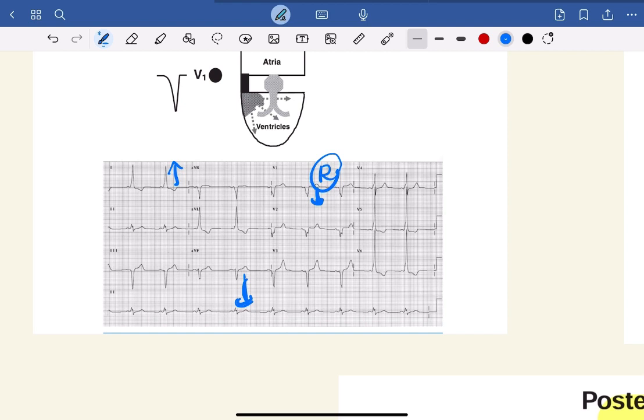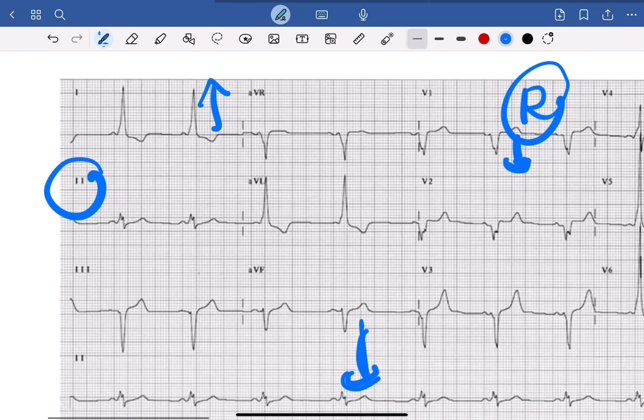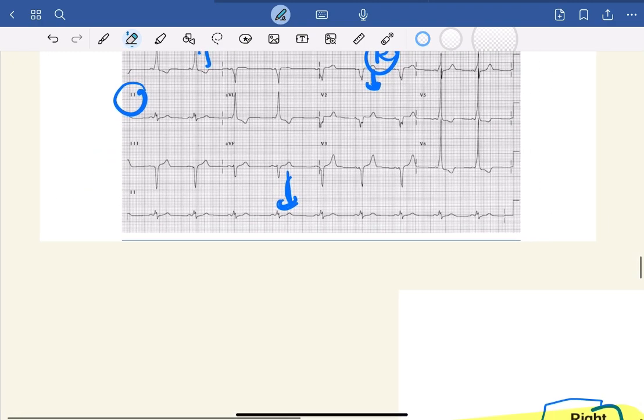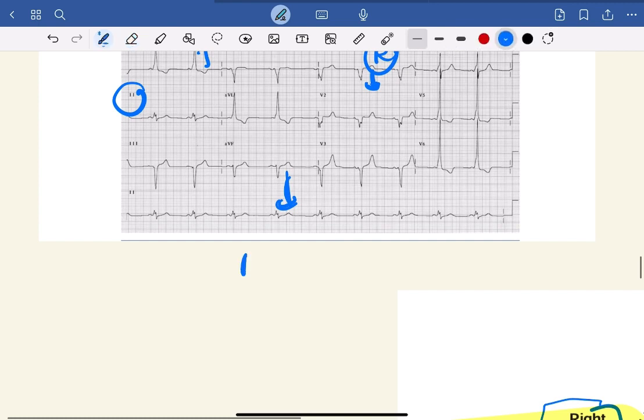So how to differentiate that? For that you have to see lead 2. In lead 2, if the delta waves are predominantly negative, it is suggestive of posterior septal. But here it is biphasic or predominantly upward. So it is not posterior septal, it is free wall. So this is right ventricular free wall. The bypass tract is present on the right ventricular free wall.